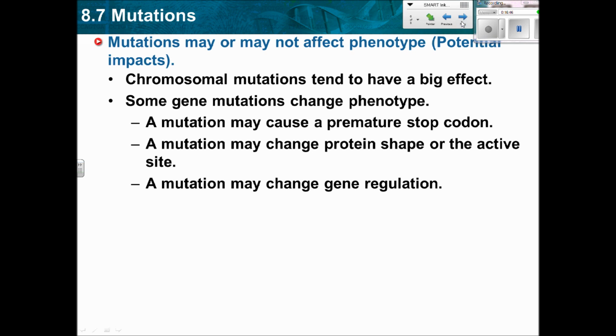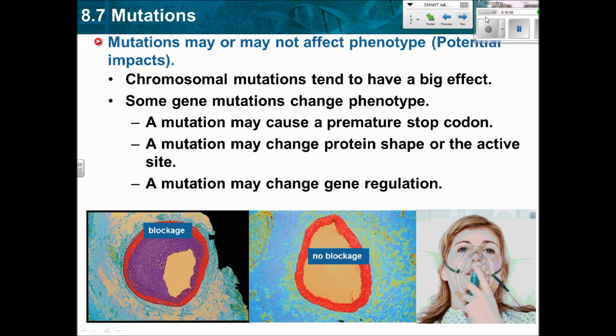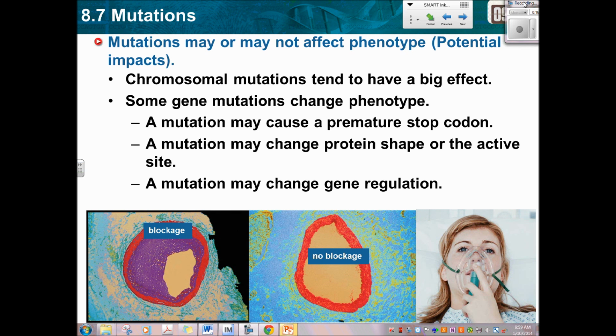Okay, so here's your potential impacts. Just get all that down, potential impacts. I kind of talked about this earlier. Chromosomal mutations, right, they have big effects because they affect many genes. It's a whole chunk of DNA. Some gene mutations, though, so now we're getting down to just one gene, they can change the phenotype also. And here's some examples.